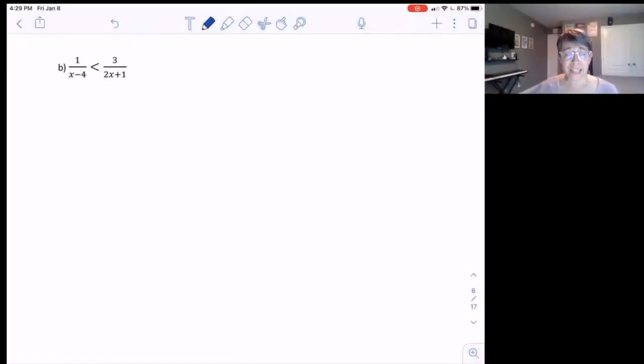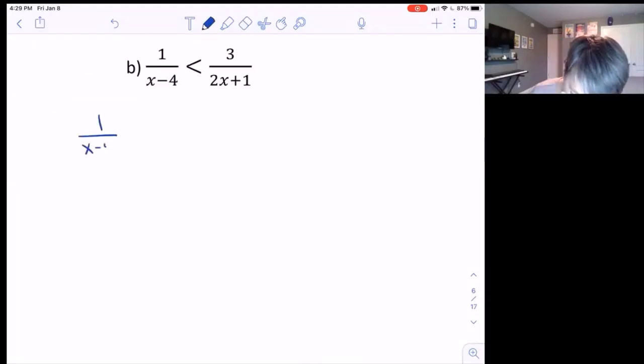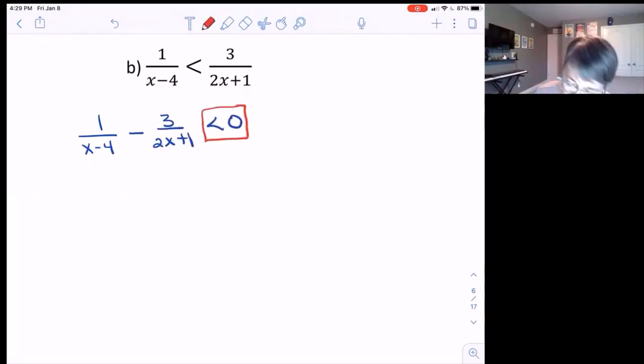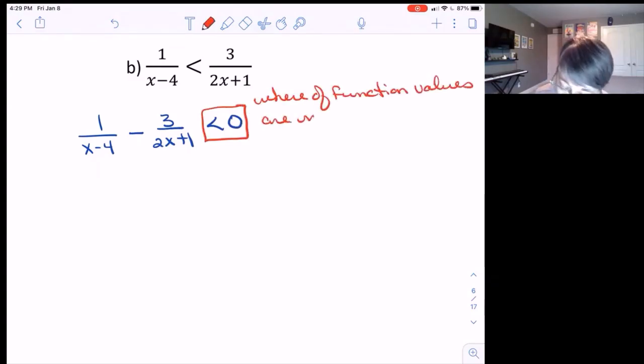Now, our last example is going to have to use some Algebra 1, Algebra 2, where we're going to have to add and subtract rational expressions. So we still have to set this guy equal to 0. So that gives us 1 over x minus 4 minus the rational 3 over 2x plus 1 less than 0. Once we get it set equal to 0, that means we're looking where our function values are negative.